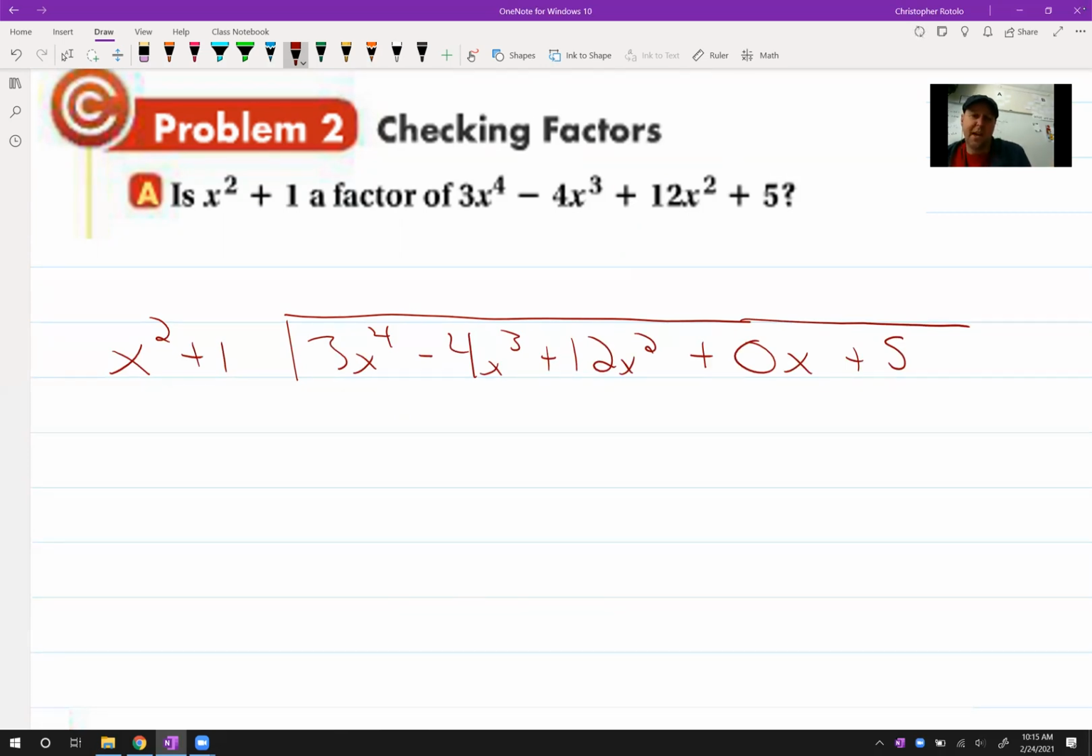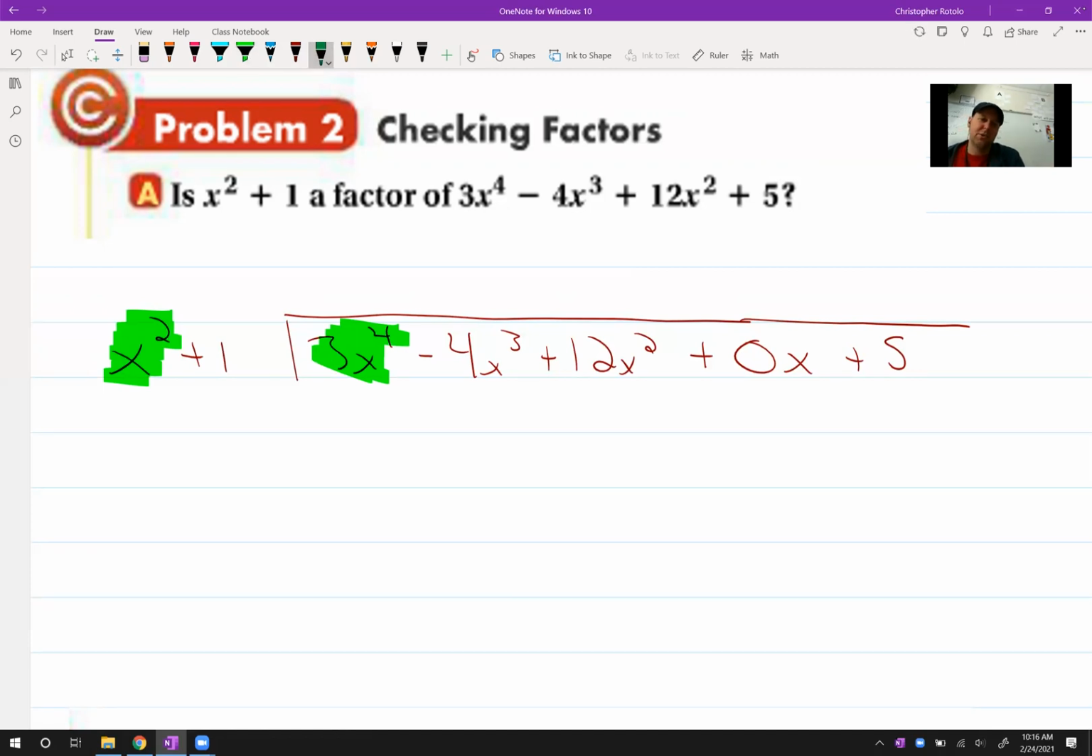Okay, so let's see what happens and see if, right, if I get no remainder, then my answer to this is yes, it is a factor. If I get a remainder, then it's like, nah, not going to happen. Okay, so again, one term at a time, even though there's a lot of terms in this one, and we even added one in there. We're trying to make this easier.